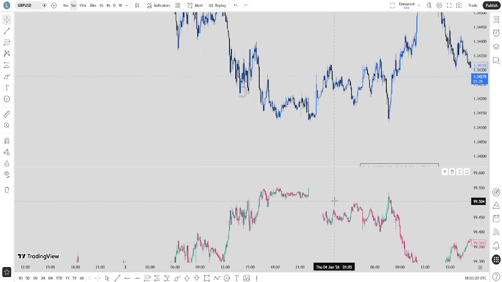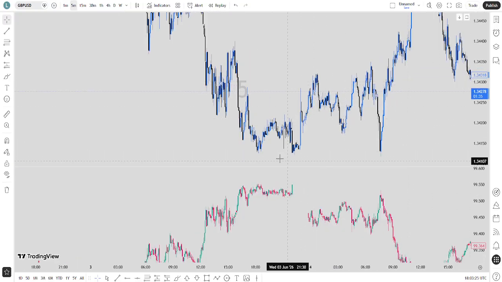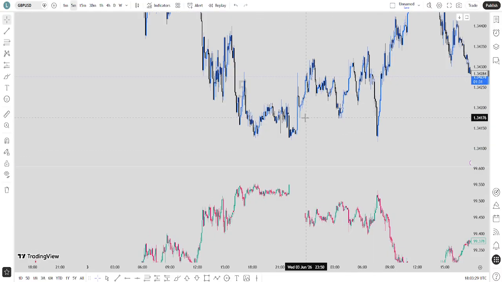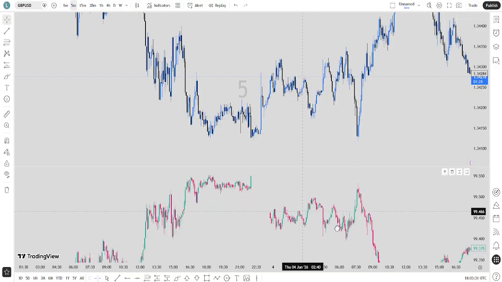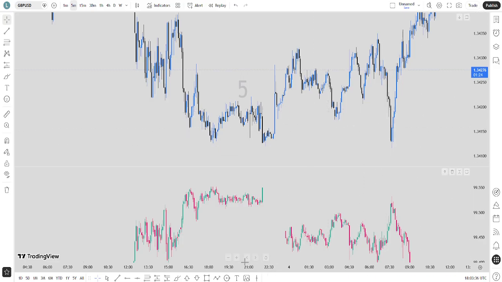I think we have an SMT here at this point. Let me just see. Lower low. Okay, yes, we have an SMT here, a small SMT, but for understanding, it's a good example. You can find so many examples by yourself.